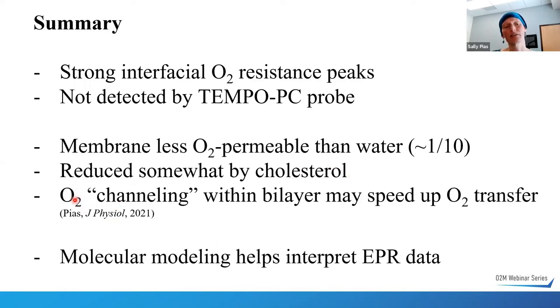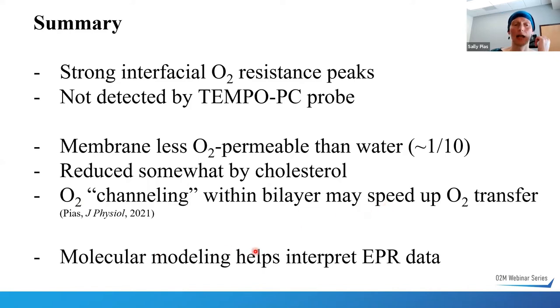And in addition, from some other work which I've done that was recently published in the Journal of Physiology, and which actually summarizes a whole thrust of our work, we think that oxygen channeling within the bilayer may speed up oxygen delivery in the tissue itself. So moving oxygen inside the membrane across space, even inside a series of membranes. So it's like a lipid network, which was proposed much earlier than we picked it up. But this does seem to be accelerating oxygen movement through tissues.